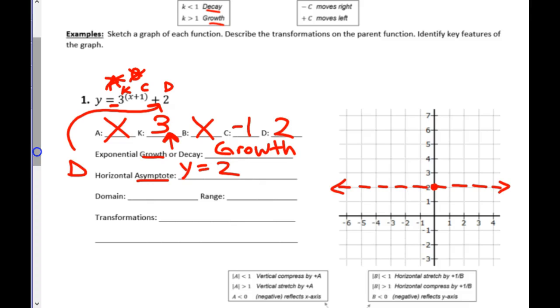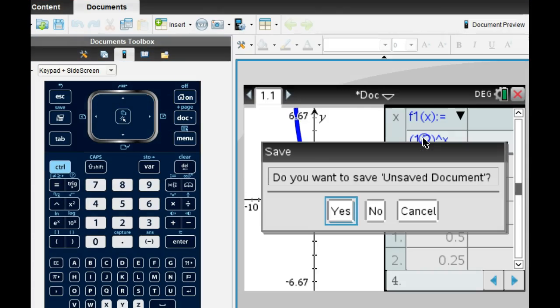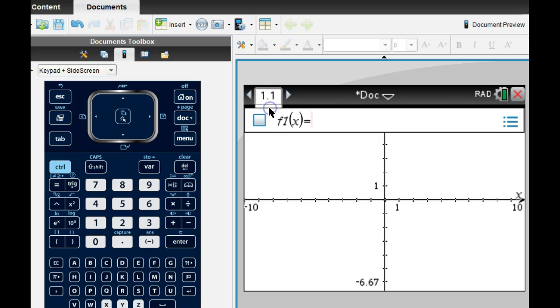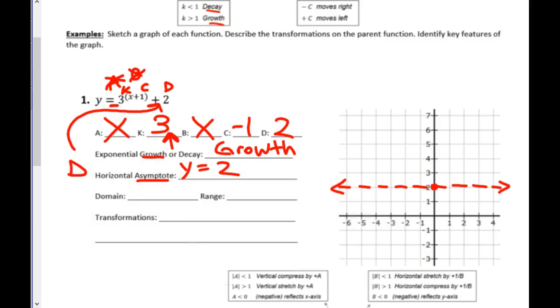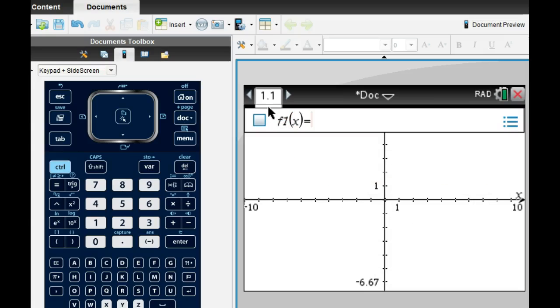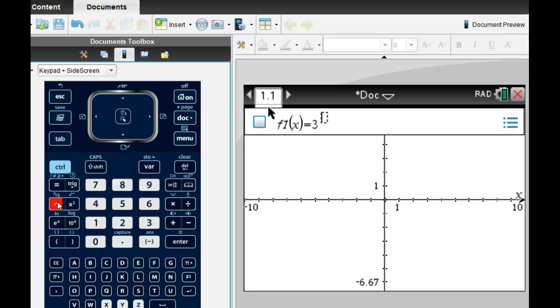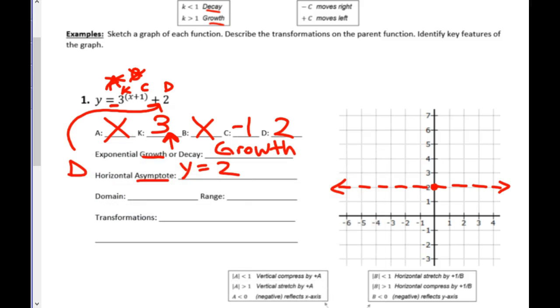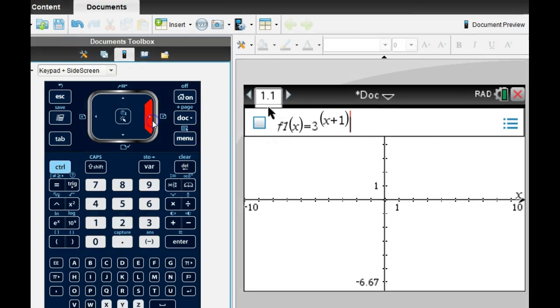Now, let's graph this. We're going to go to our calculator, type it in, press Control-T, and get a table so we can plot some points, okay? Let's do that. New document, don't save, graph. Okay, so 3 to the power of x plus 1. So I'm going to press 3, caret, x plus 1, then go to the right, plus 2. Make sure you go to the right when you do that, otherwise it'll be in the exponent still.